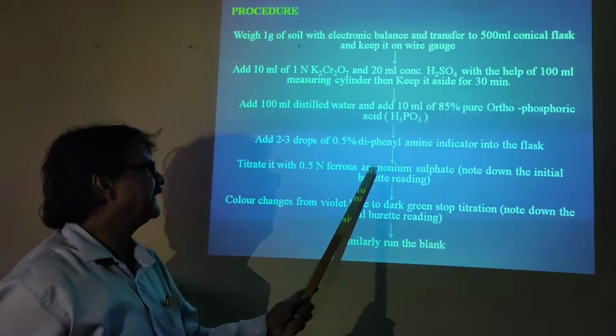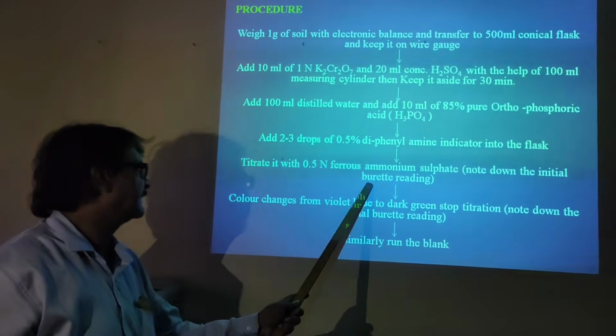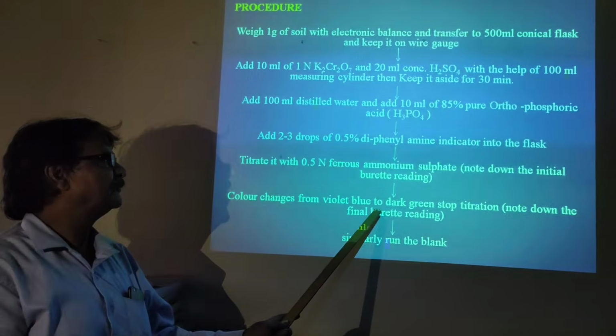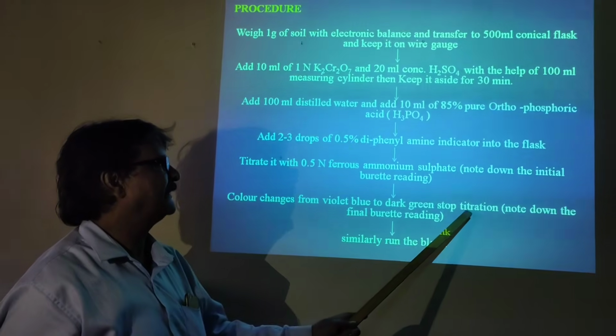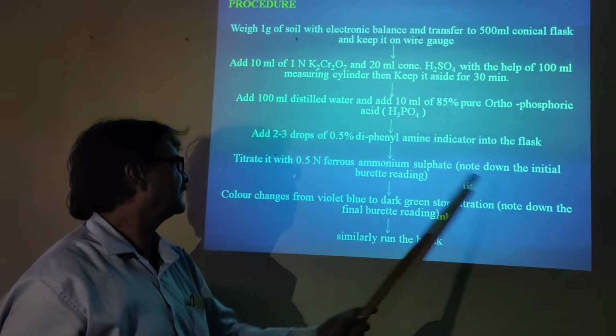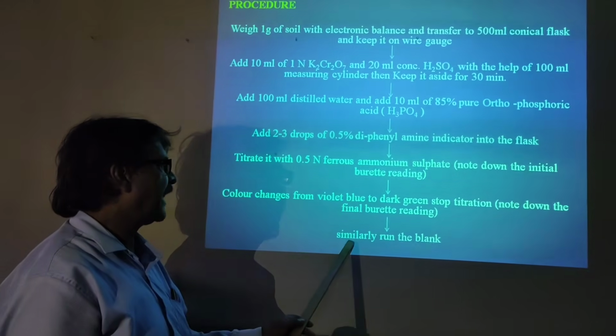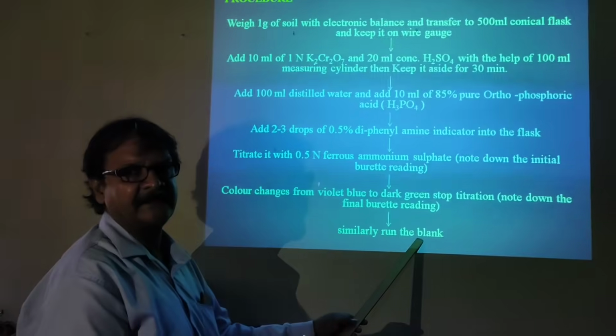Note down the initial burette reading. Color changes from violet blue to dark green. Stop titration. Note down the final burette reading. Similarly, we have to go for the blank.